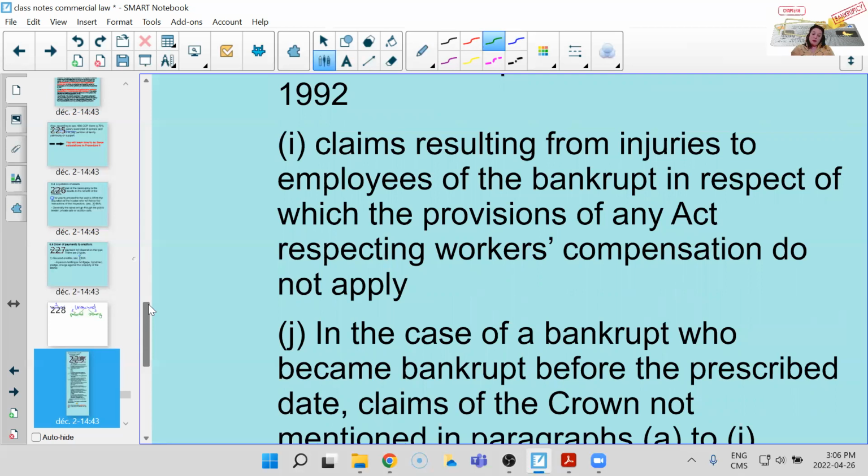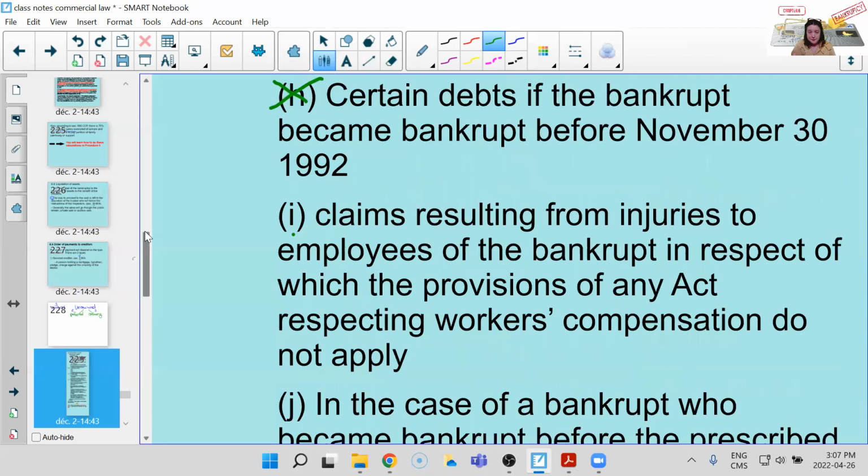Claims resulting from injuries to employees of the bankrupt in respect to which the provisions of the act respecting workers' compensation do not apply. So if there's a work-related injury, but it is not recognized under the Workers' Compensation Act, for example you have a claim of $4,000 against your employer and it is rejected under the Workers' Compensation Act, then it would fall here. Another thing that is unlikely, but still.